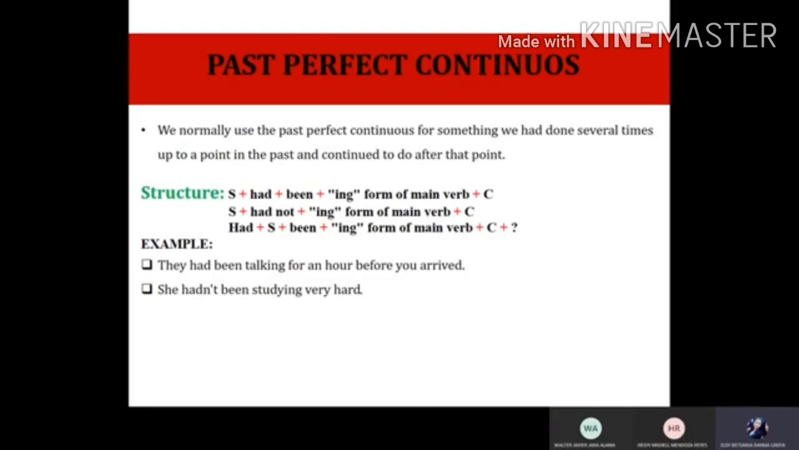For example, they had been talking for an hour before you arrived. In negative, she had not been studying very hard.